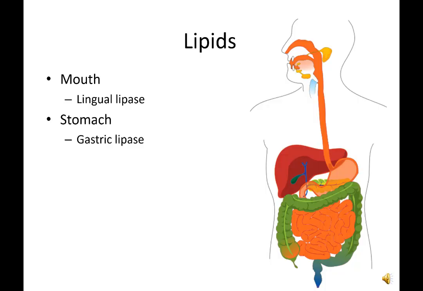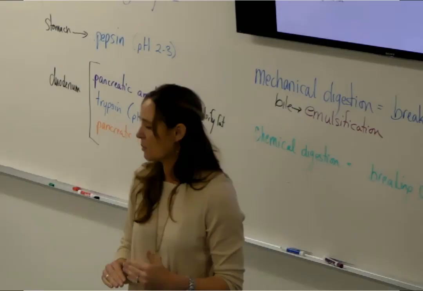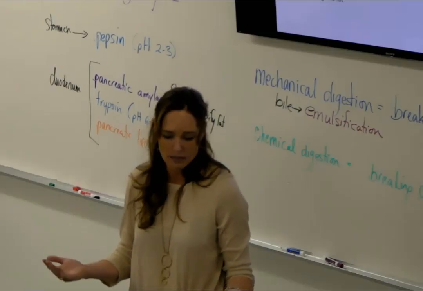Lipids, we have lingual lipase and we have gastric lipase, but because we have yet to emulsify the fat, they really are not very effective. They're only useful if you're just eating something that has a small fat component to it. For the general purposes of our class, the significant part of fat digestion is really all going to take place in the duodenum. We emulsify it, break it into small pieces by bile, and then pancreatic lipase is going to cleave those bonds so that we have now free fatty acids by the time we're done.